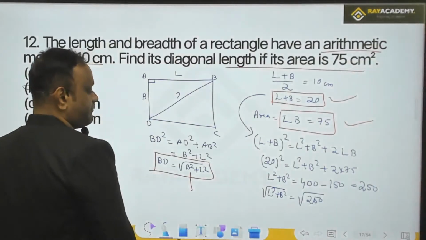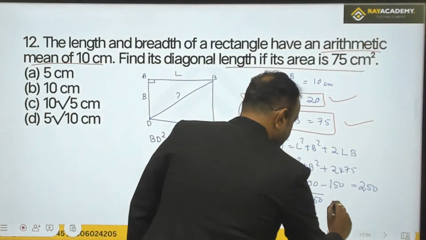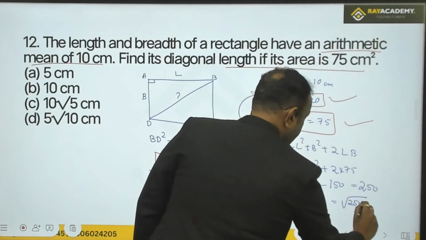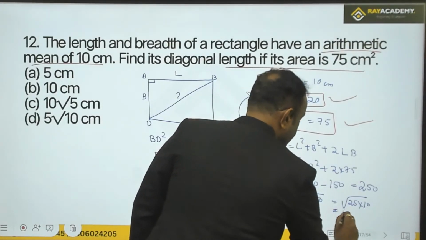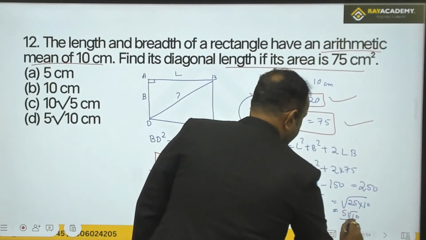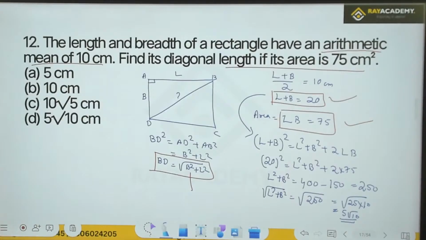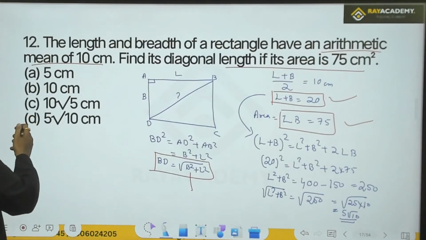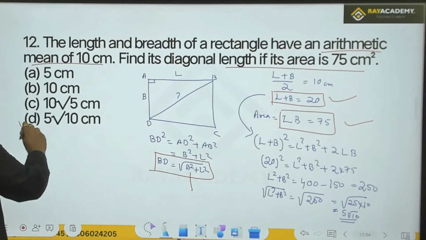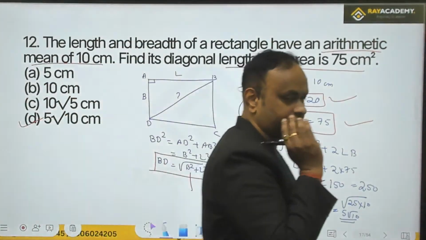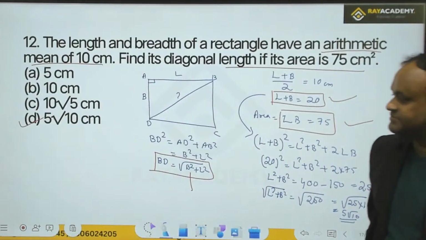What is the square root of 250? You can say this is 25 into 10. So 25 you can take out, and that is 5 square root of 10. So the right answer is 5 square root of 10. Fine. Any doubt on this question? Clear? Okay.